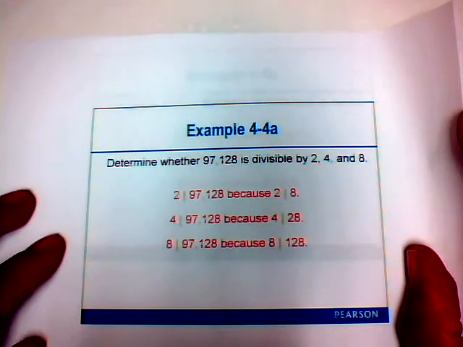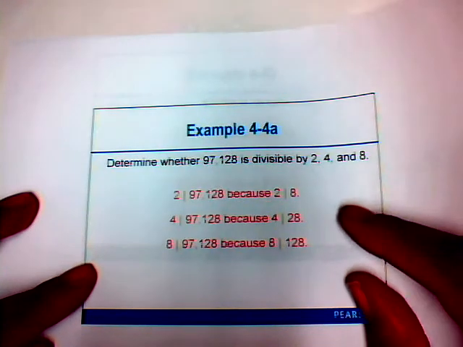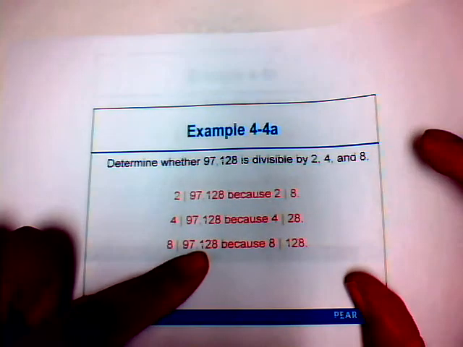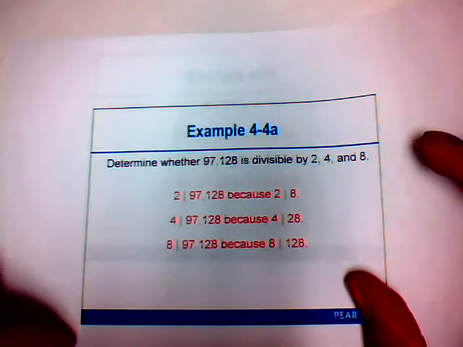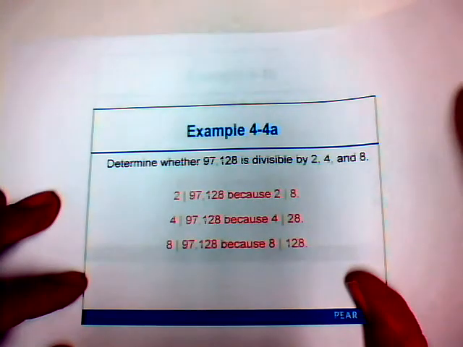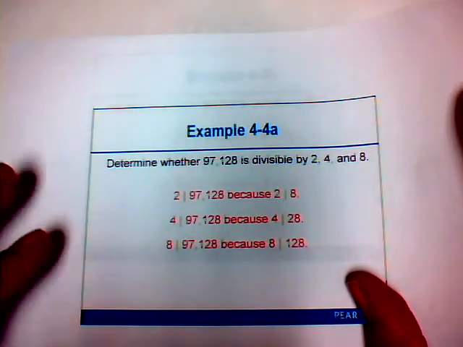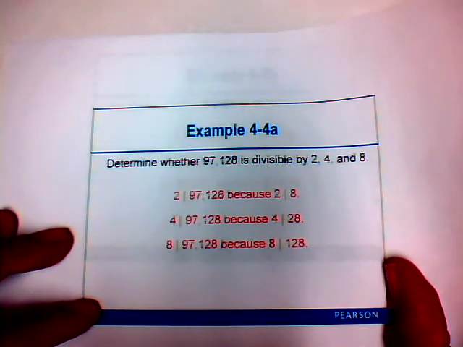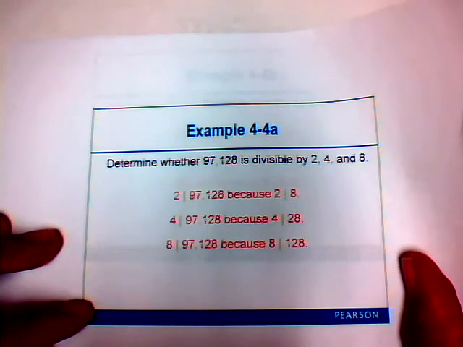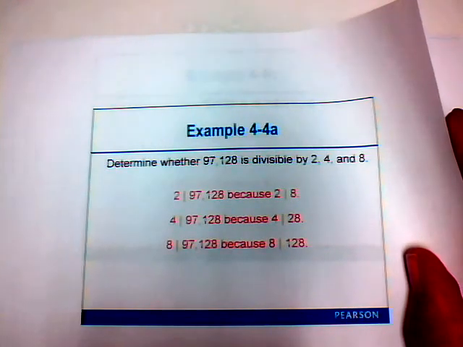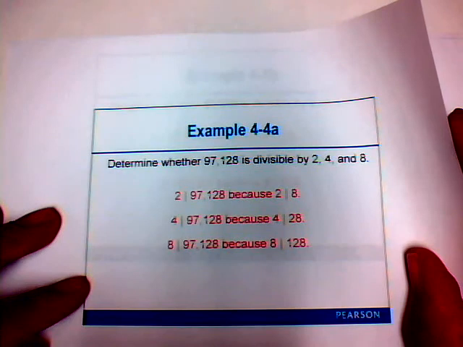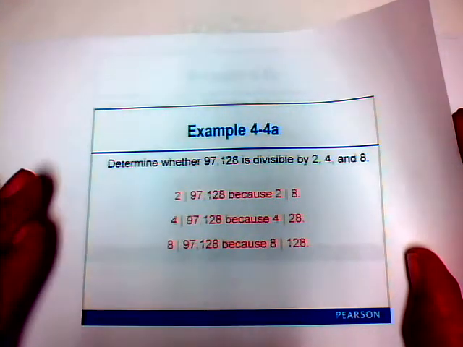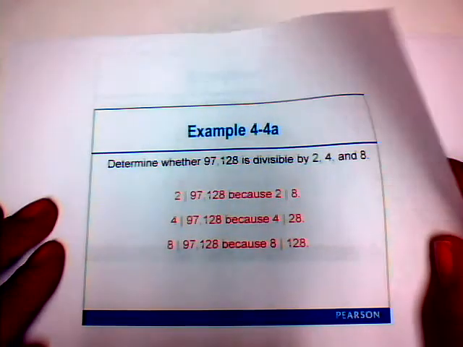And then 8 divides 97,128 because you look at the last 3 digits, 1, 2, 8. 128 is divisible by 8 because I can divide 8 into 128. And that's going to give me, I believe, 16 times. 8 goes into 128 16 times. So in this case, this number, 97,128, is divisible by 2, by 4, and by 8.